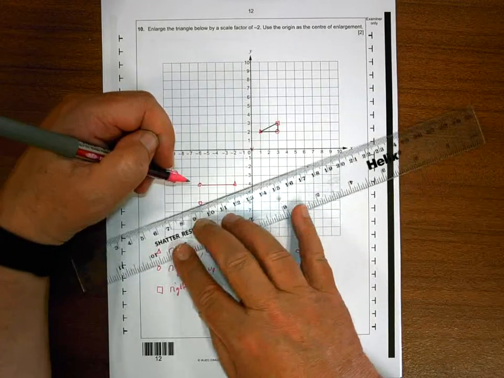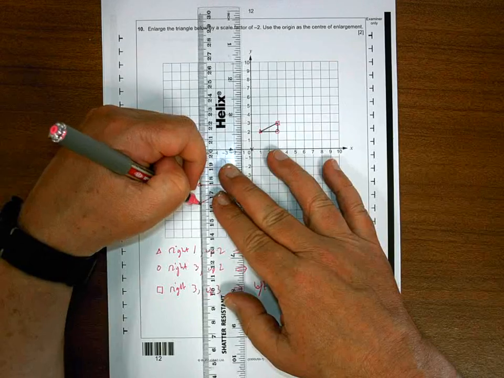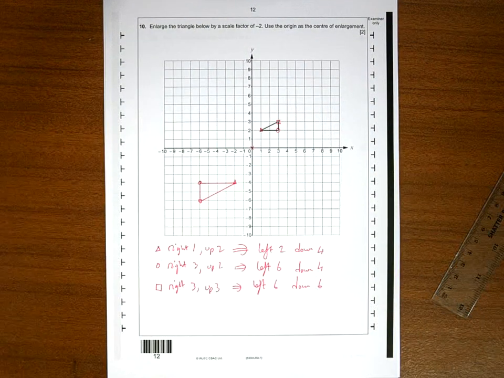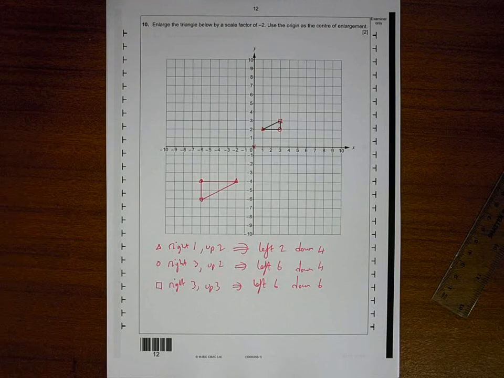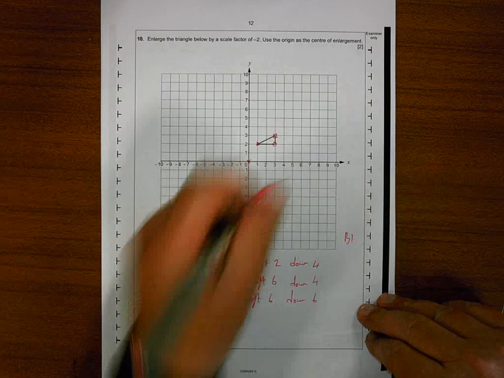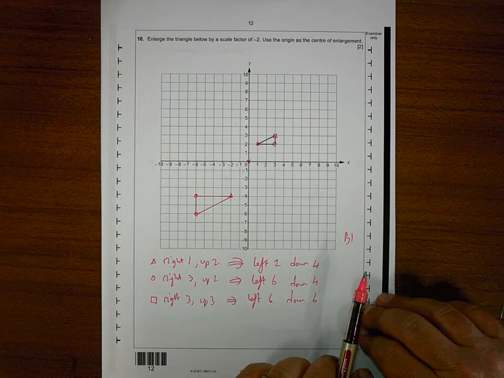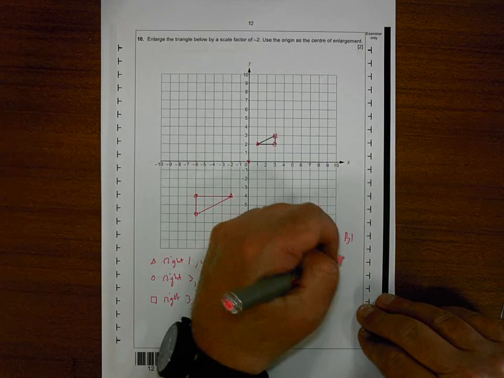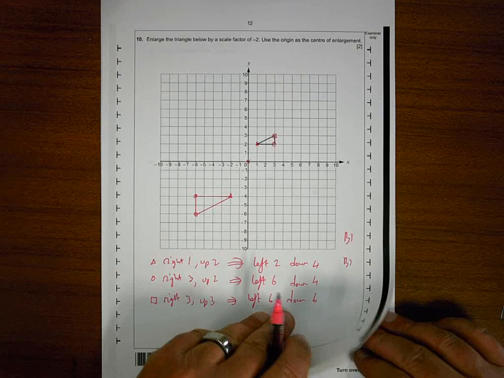Use a pencil when you do it, just in case you go wrong. Couldn't be an easier 2 marks on the paper, so long as you remember what that is. So there'd be 1 mark there for an enlargement anywhere of 2, and then the second mark would be for actually using the -2 and getting it reflected as well, rotated, sorry.